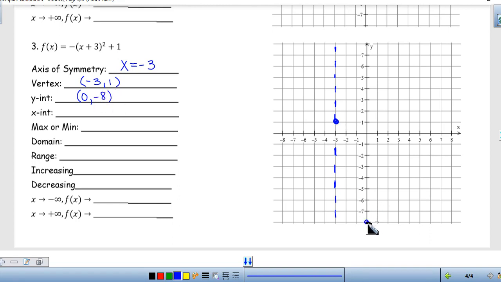I'll put this on my graph. Now remember, the axis of symmetry is my center line. So since this point is 3 units away from center, I can go 3 units to the left, and I know there will be a point here also.